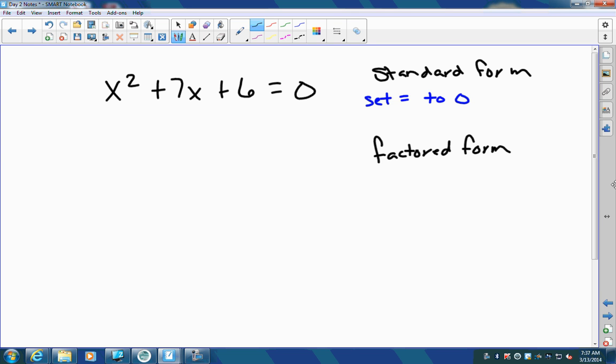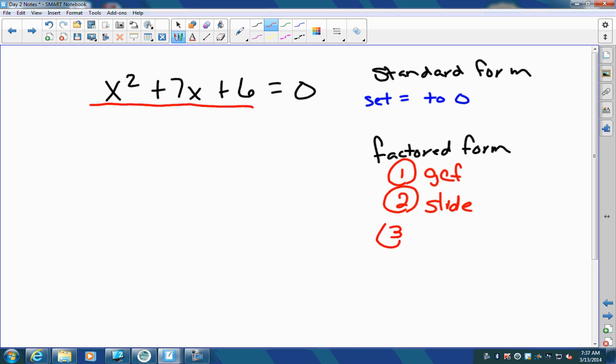So let's think about our steps. This part right here is what I'm going to factor. Step 1 when we were factoring was to factor out the GCF. Is there a GCF? No, because there's no number in front of the x squared. The second step we learned was to slide. You only slide if there's a number in front of the x squared. Again, there's not a number there, is there? Step 3 is to actually factor. So what that means is I put this in parentheses. I still put the equal 0 over there.